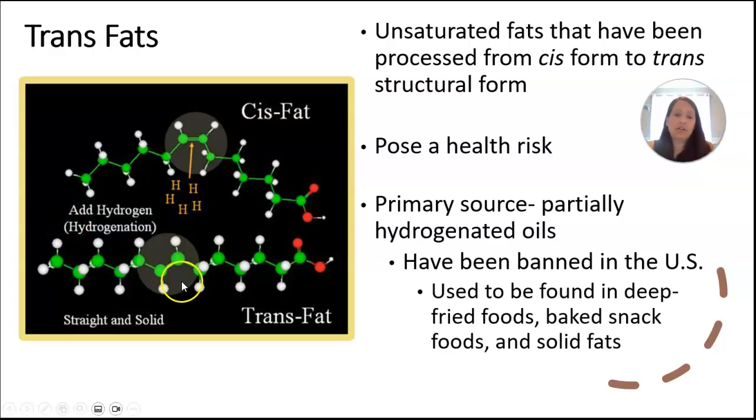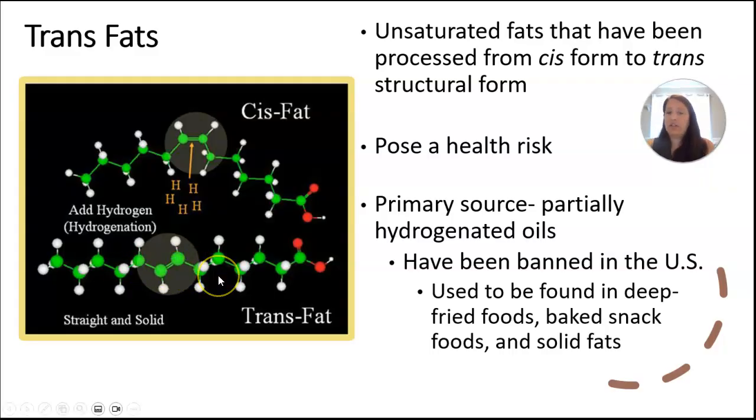If we come down here to the trans form, again, we have a double bond, but instead of the groups, so here's one group and here's the second group, being on the same side of the molecule, now they're in the trans configuration, so they're on two different sides of the molecule. When that happens, notice the shape of the molecule. There's no kink in it. There's no V. Instead, it's very linear. It's straight. So a trans fat behaves like a saturated fat.